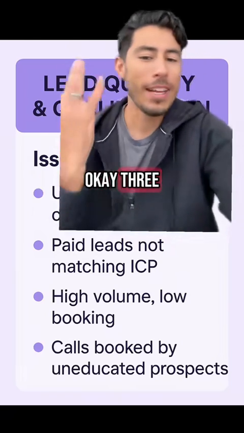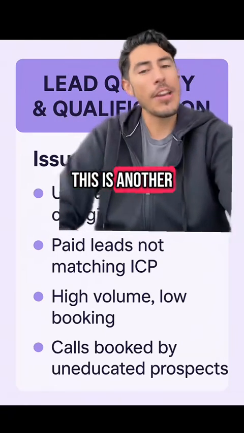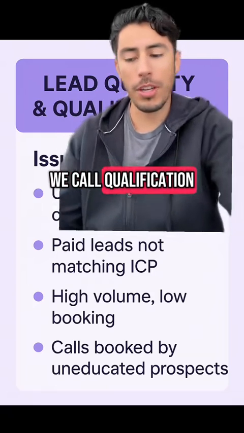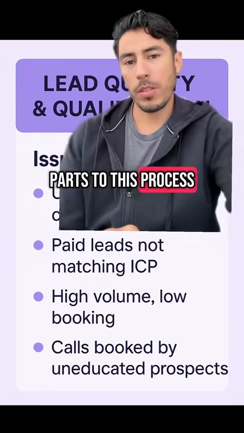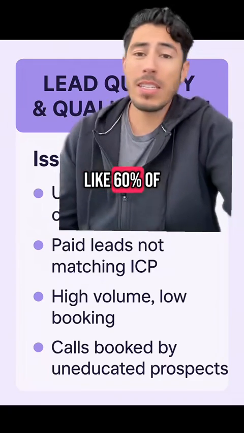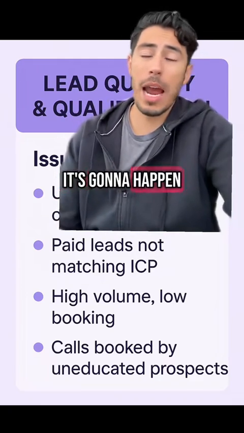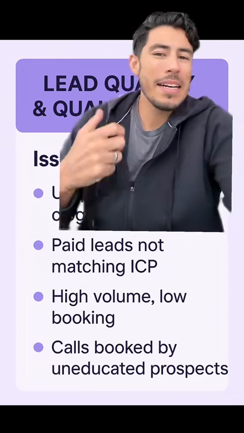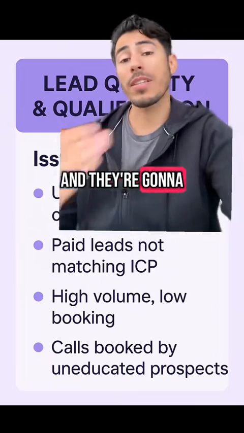Okay, 3. High volume, low booking. This is another area of what we call qualification. So there are 2 parts to this process. One, you're always going to have 60% of your leads not book a call. It's going to happen. They're going to submit some information, they're going to go, I'm nervous, I don't want to talk to a sales guy, and they're going to stop.